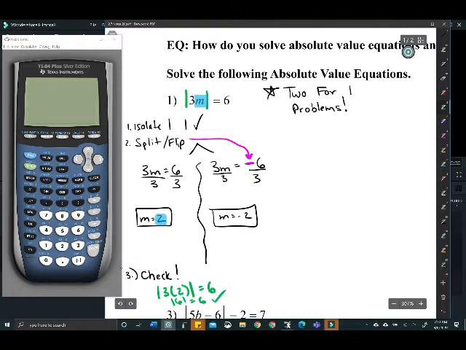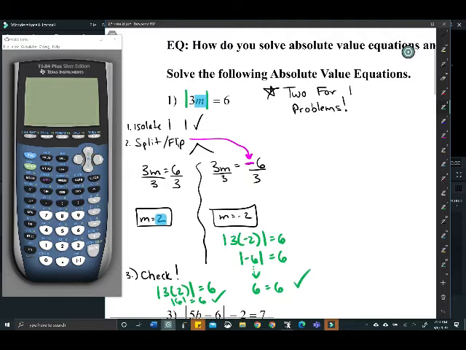So that one's good. If I check the other one, 3 times -2 is equal to 6. Well, we have -6. But since they're absolute values, they make it +6. And 6 is equal to 6. So it checks out. So both of those are good. Check. And if it wouldn't work, we'd call it extraneous. So check for extraneous. I think that's how you spell it.